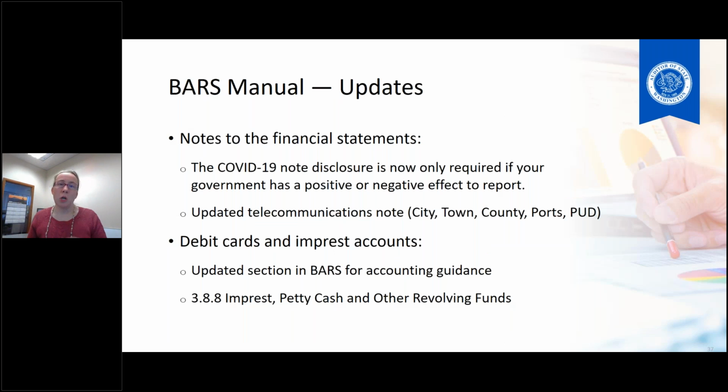Moving on to our notes to the financial statements. The last couple of years, we have, as an office, had a blanket requirement for all governments in Washington to report a COVID-19 note. Going forward for our 12/31/22 year end, if your year end is in June or August, this note will still be required for you until probably next year, but for our calendar year end governments, that blanket requirement is being removed.